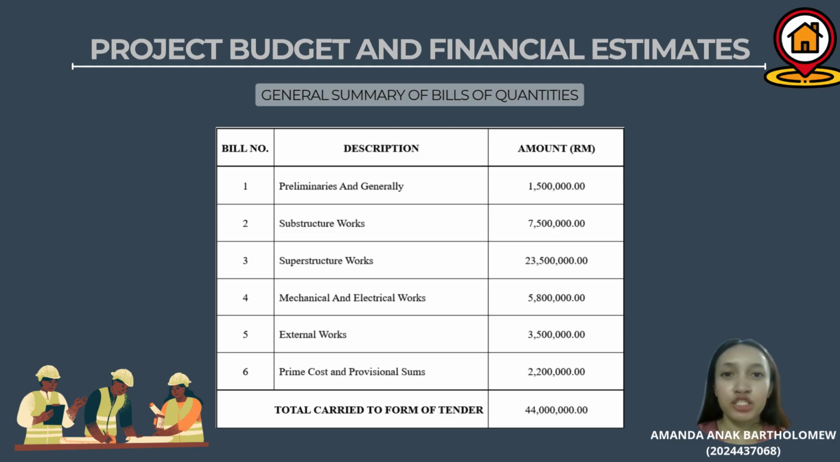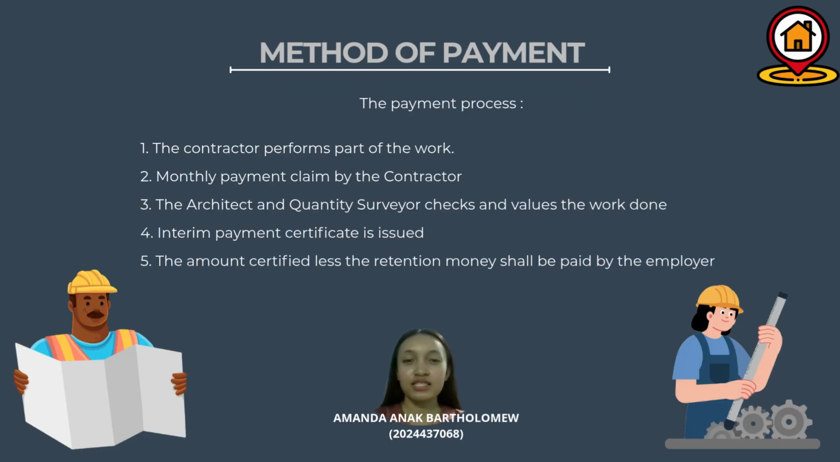Next, we have project budget and financial estimate. These are the following general summary of bill of quantities. So we'll move on to the method of payment. For this project, we have chosen the lump sum as our method of payment. The lump sum method is a contractual payment agreement in which the employer agrees to pay the contractor a fixed sum of money for the completion of all the works as stated in the contract document.